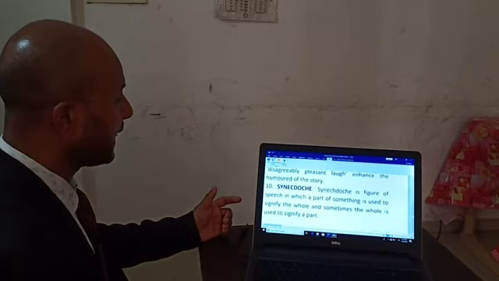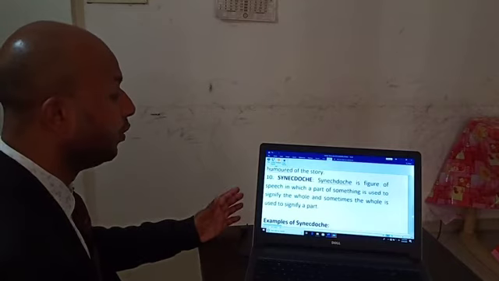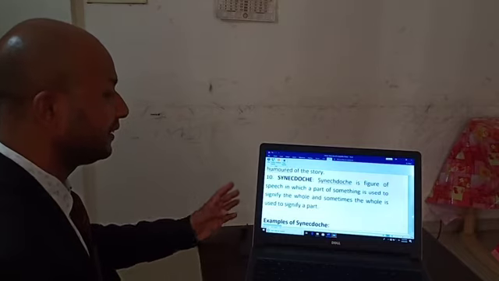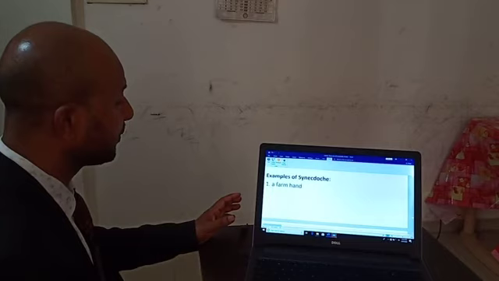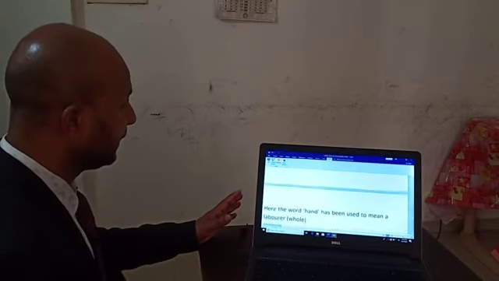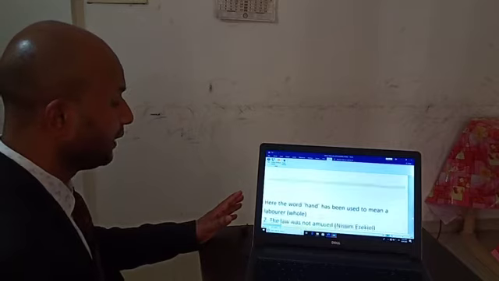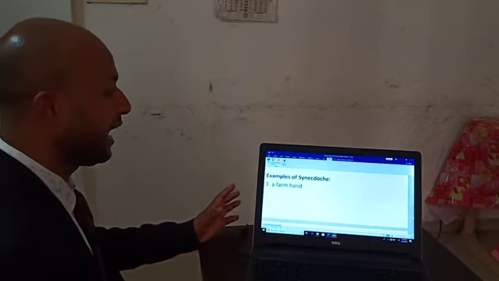Then we go to synecdoche. Synecdoche is a figure of speech in which a part of something is used to signify the whole, and sometimes the whole is used to signify a part. Synecdoche, whole and part. Here see a firm hand. Here the word hand has been used to mean a laborer, the whole labor. It is referred to hand meaning the laborer, the working class.